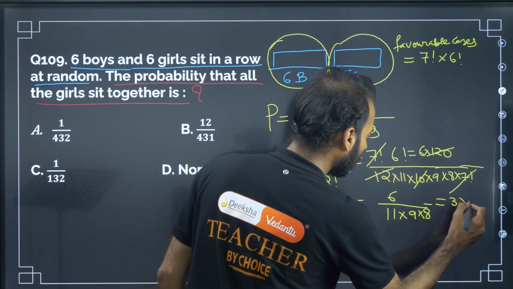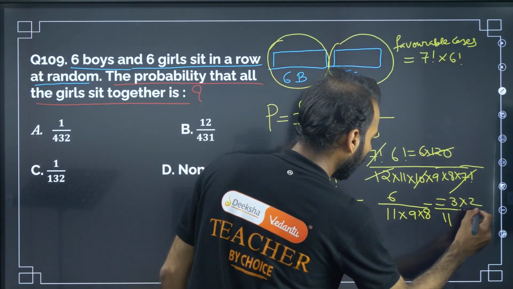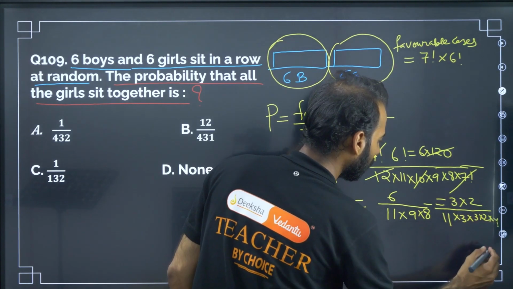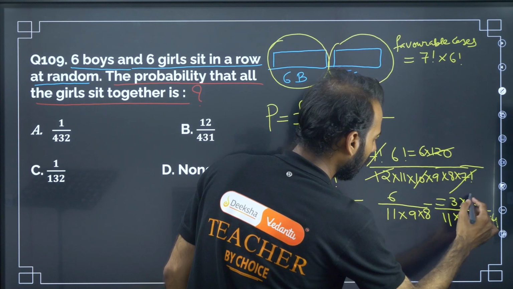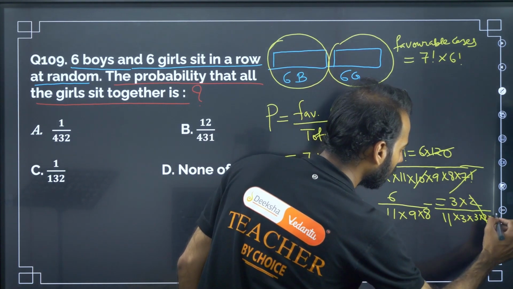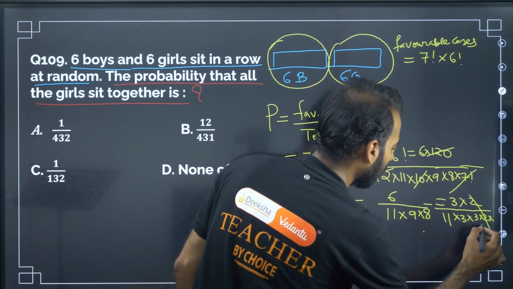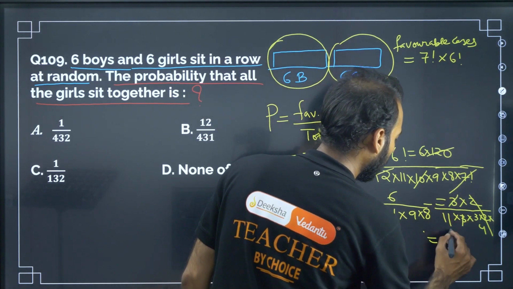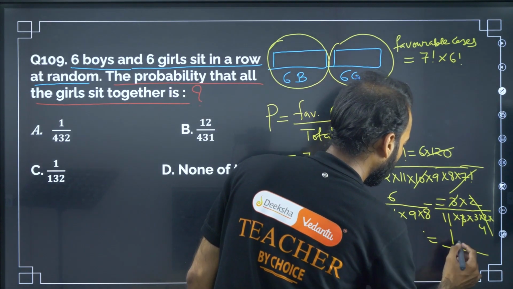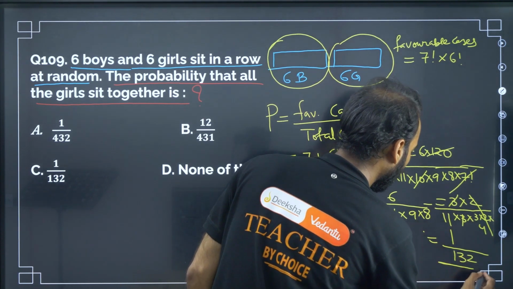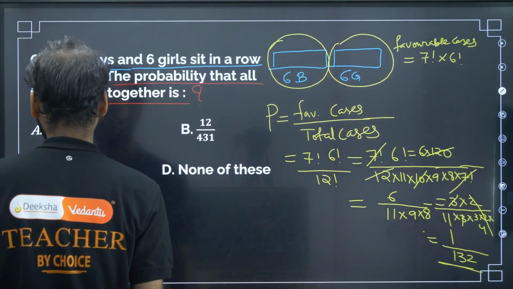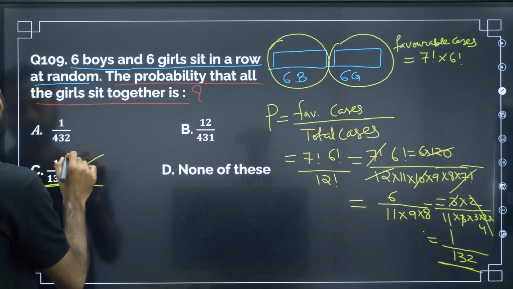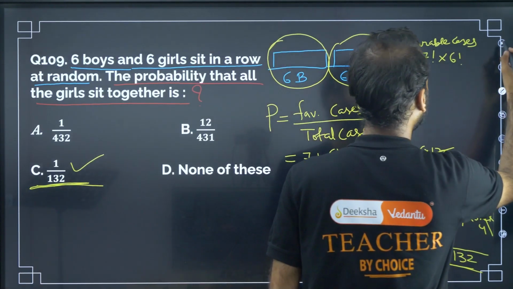Now 6 is 3 into 2, 3 into 2, 11 for 11, 3 into 3 into 2 into 4. So if I remove 2 and 2, and 3 and 3, I am left with 1 by 12 into 11. 132 is the answer. 1 by 132 is the answer. Next, moving on to next.